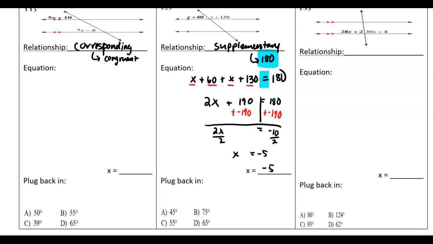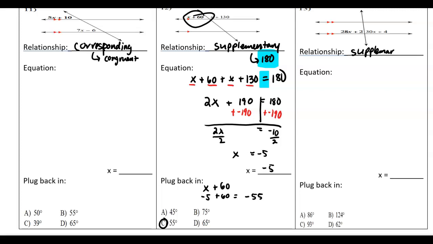So now, take a look here. We got answer choices of 45, 75, 55, 65. It looks like they want us to work with the acute angle because acute angles are less than 90. All these are less than 90. So we're going to plug in x plus 60, and we're going to say negative 5 plus 60. That equals 55. It looks like you get another supplementary relationship here in 13.